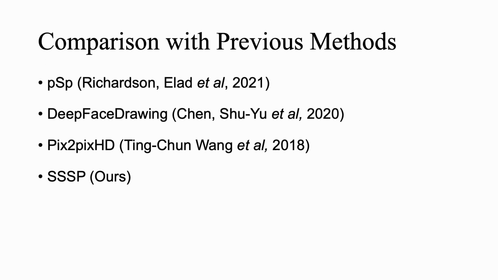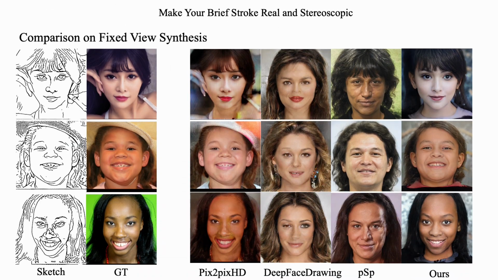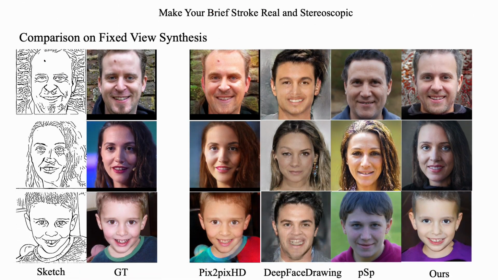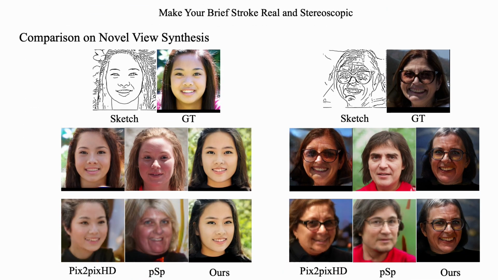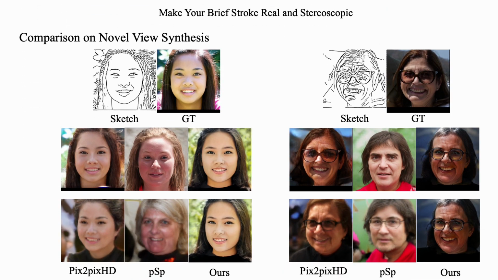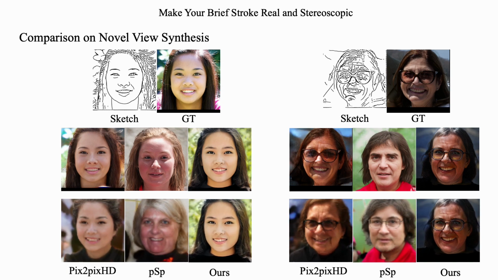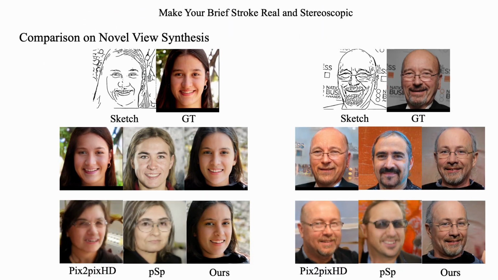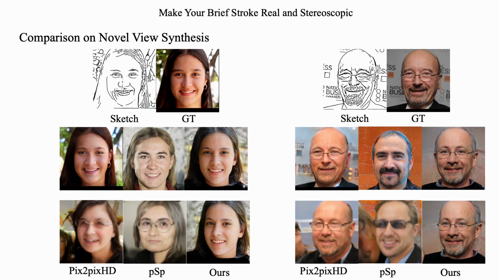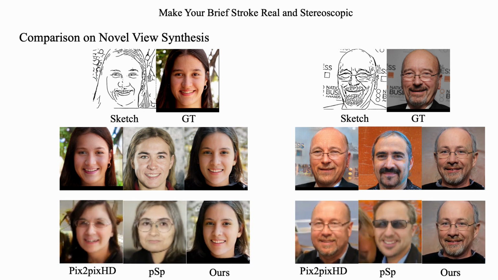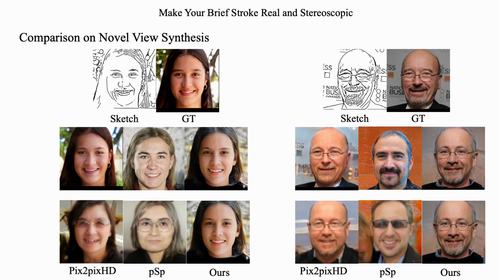Below we demonstrate our comparison results with state-of-the-art methods. We first evaluate the generation quality of our method under a fixed-view setting. It can be seen we achieve comparable performance with Pix2Pix HD. We also evaluate our approach on free-view synthesis. It can be seen that both PSP and Pix2Pix HD suffer from blurry textures under novel views.